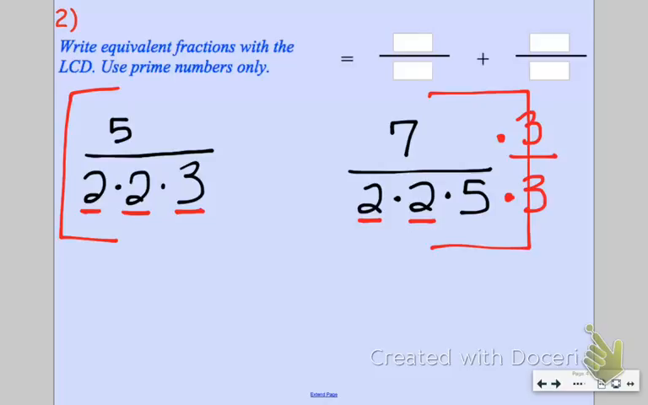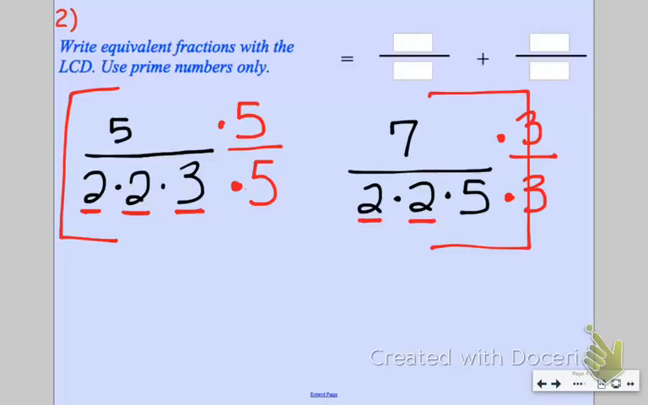Okay. So now I see that this brother on the right has a 2, 2, and a 3, but I also notice that he has a 5. Okay, the brother over here on the left, ooh, he does not have a 5. So again, I need to introduce a factor of 5. So I'm going to multiply by 5. Again, whatever I do to the bottom, I have to do to the top because 5 divided by 5 is 1. I'm not changing it any.